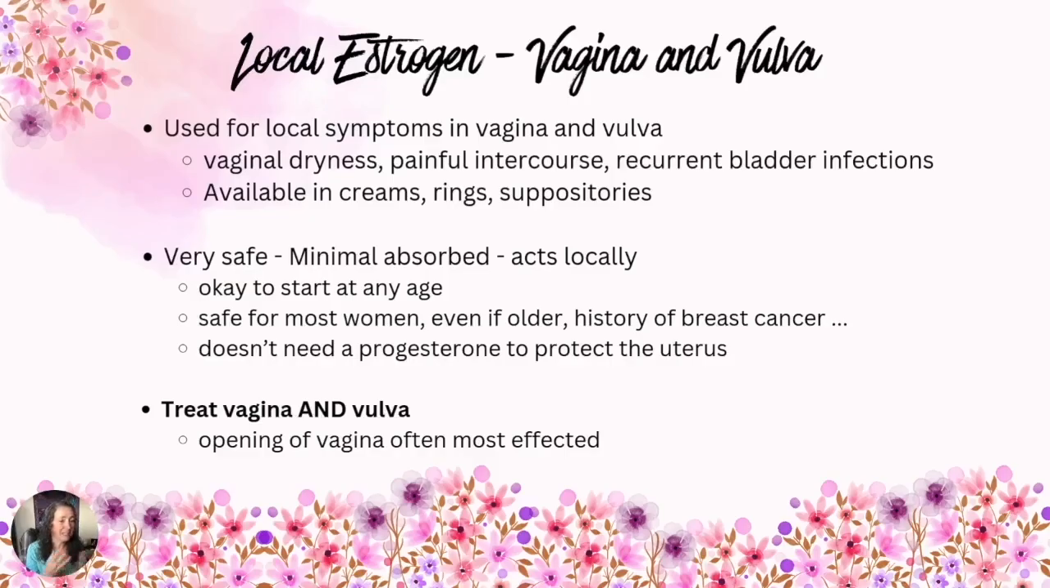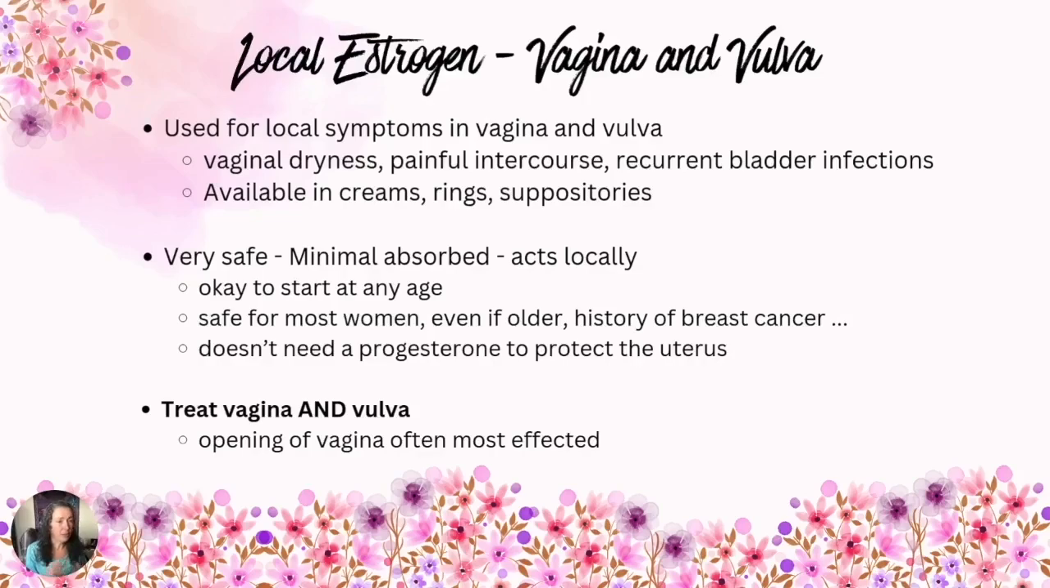And because it's not absorbed by the rest of the body, you don't need a progesterone to protect the uterus as well. So let's say you're 65, you've actually made it through menopause pretty well, but you are having a lot of local symptoms, then the vaginal estrogen is a great choice. And you can just use that. You just put the cream on locally.